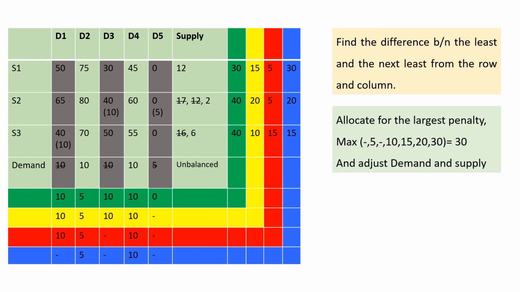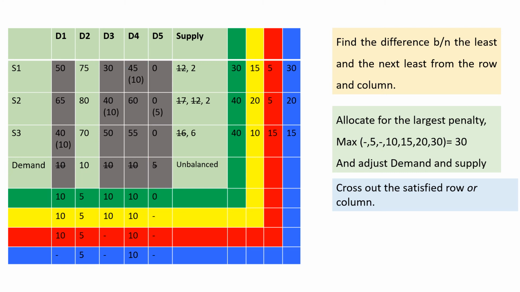And then we have to allocate the largest penalty from the row and column on the blue row and column. 30 is the largest, so the first row is selected, and the smallest from the first row is 45, and we allocate on 45. 10 will be allocated and cancelled from the demand side, and 10 is subtracted from 12, and the remaining is 2. So the next task is to cancel out the satisfied column. The D4 column is already satisfied because the demand becomes 0, so we cancel this out.